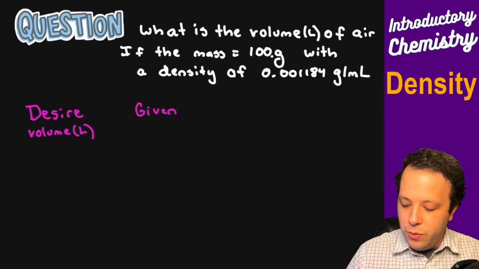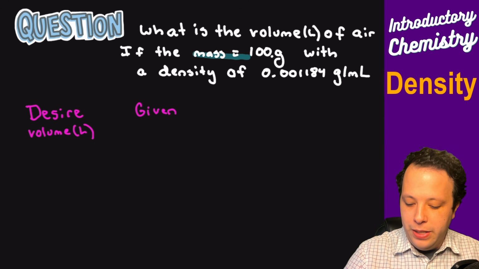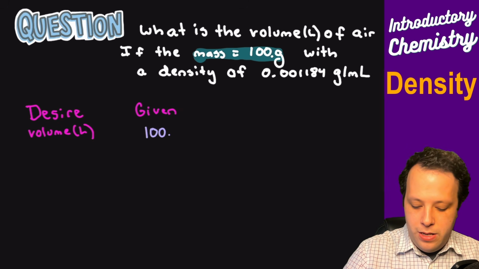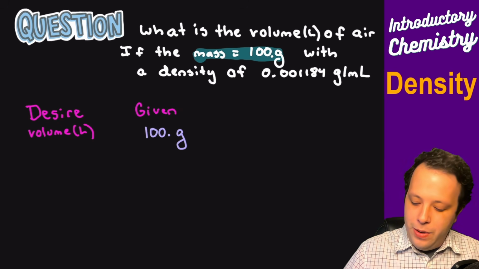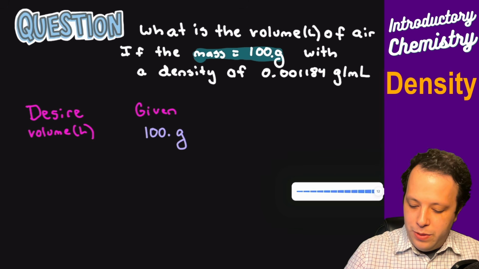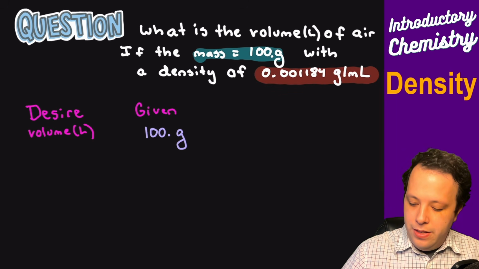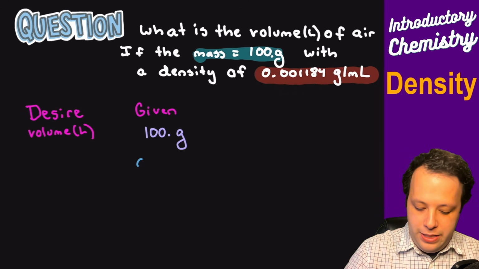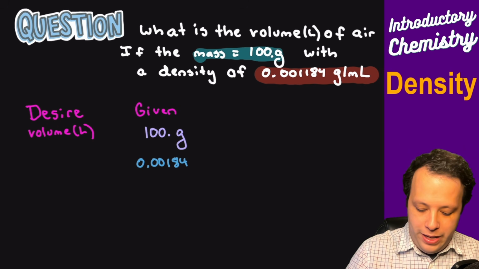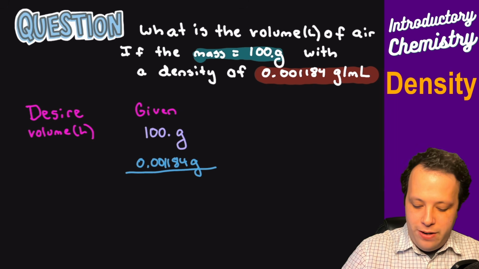So we're going to write that down. Now, what else were we given in the problem? Well, if we take a look, we have a mass here that we can write down. So let's do that, which is 100 grams. And then we also have a density, which is available to us too. So we will put that down as well, right? We have this density, so that value is 0.001184 grams for every milliliter.